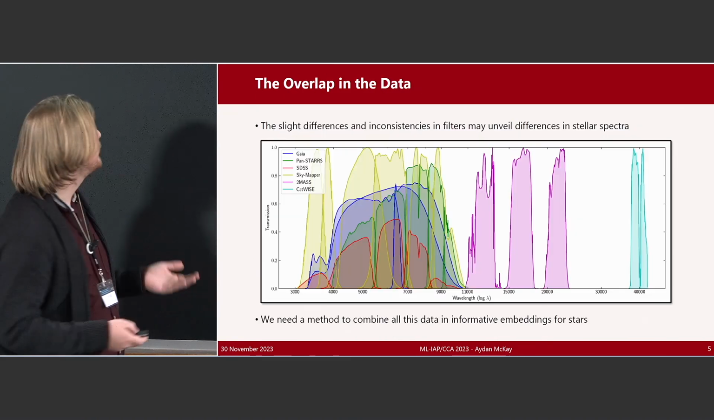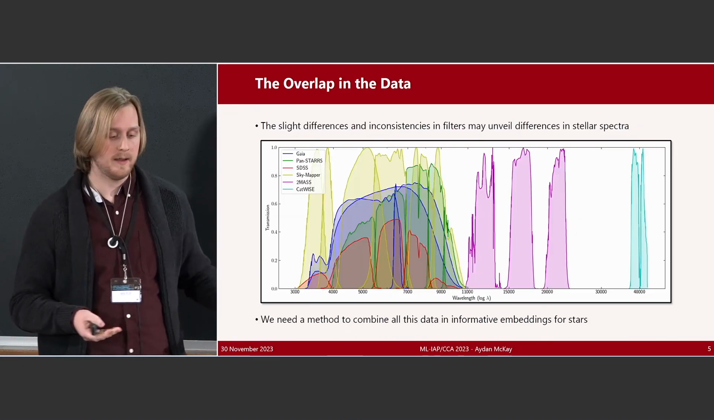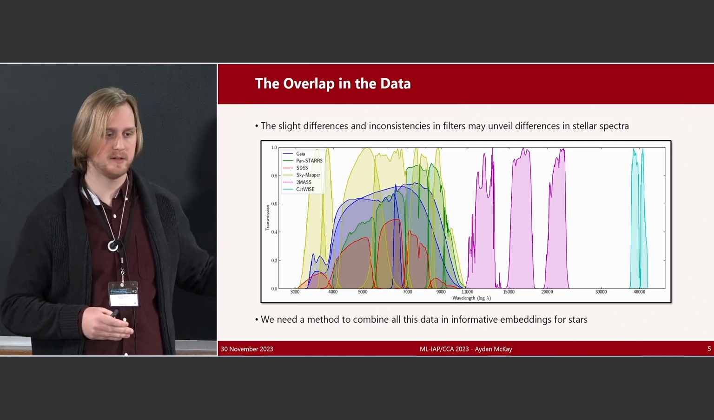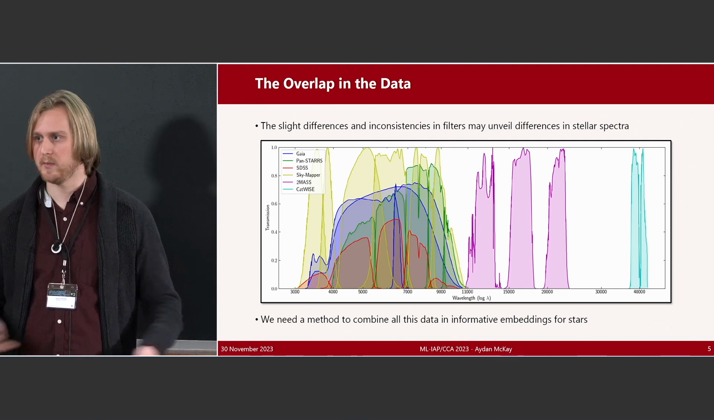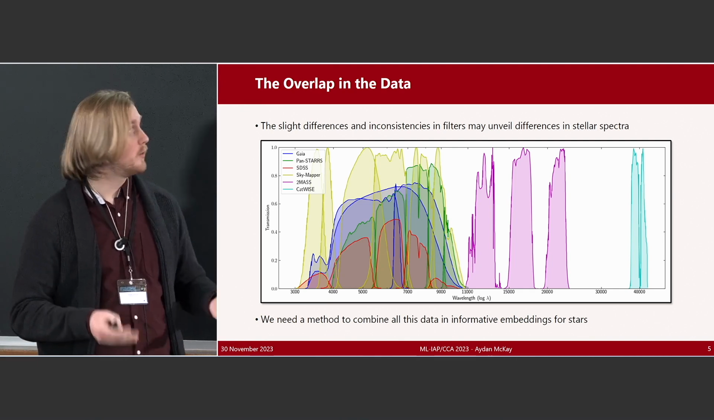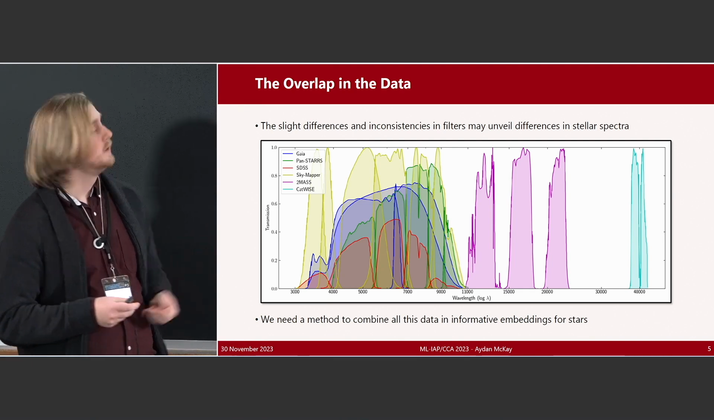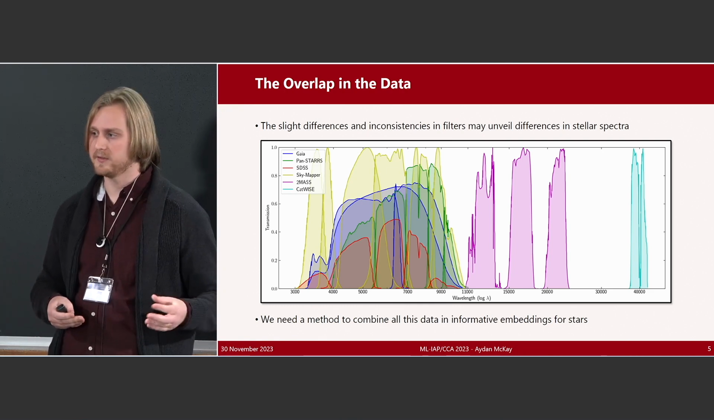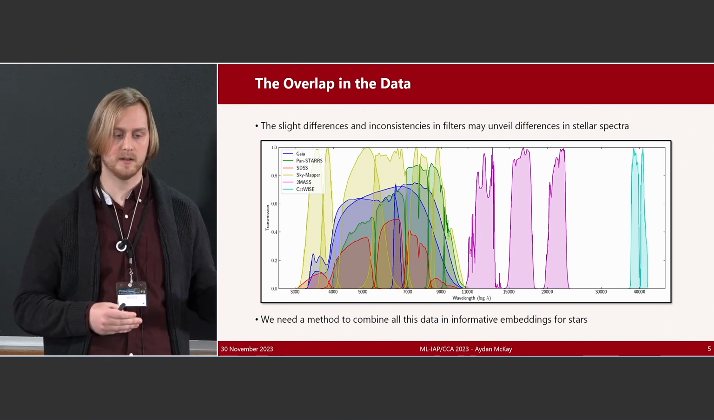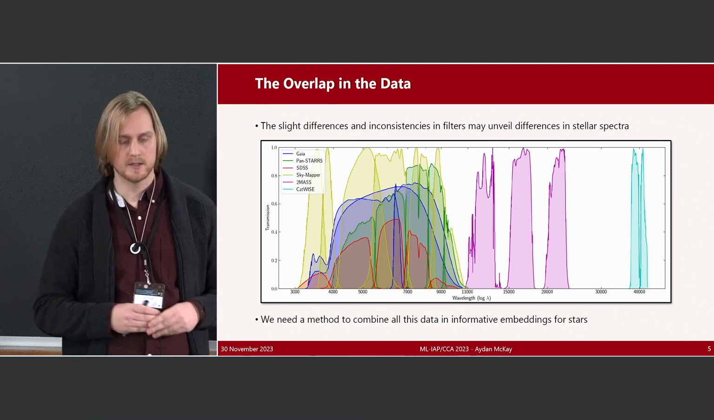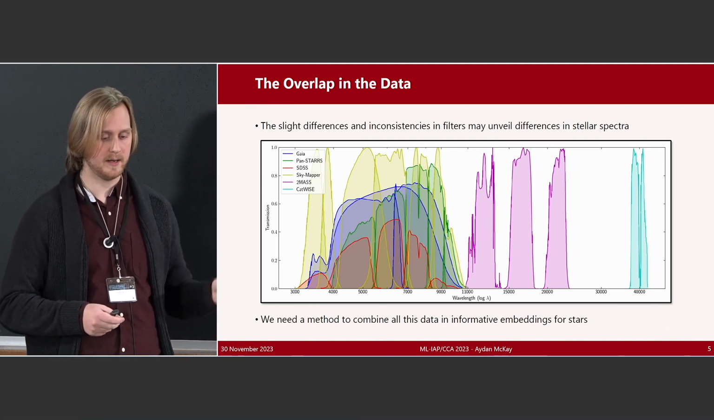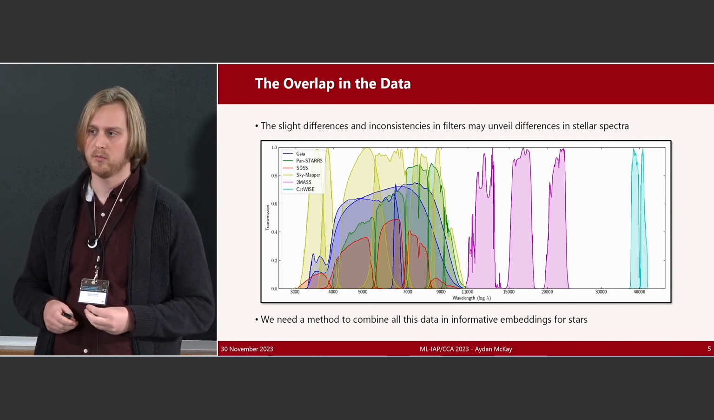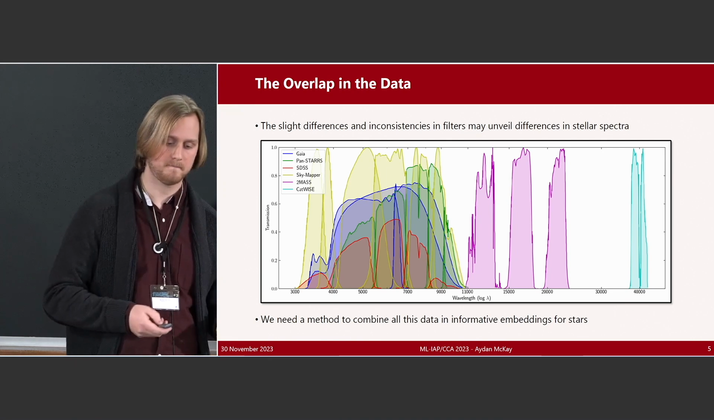A common method is to approximate some of these bands as equal to each other, taking the Pan-STARRS G band and the SDSS G band and making them equal. But we don't want to do this, as we may be missing out on some of the differences and inconsistencies in the filters that could unveil differences in the stellar features and the stellar spectra of these stars. And so we need a method to combine all this data and these informative embeddings while still handling the large problem of missing data.